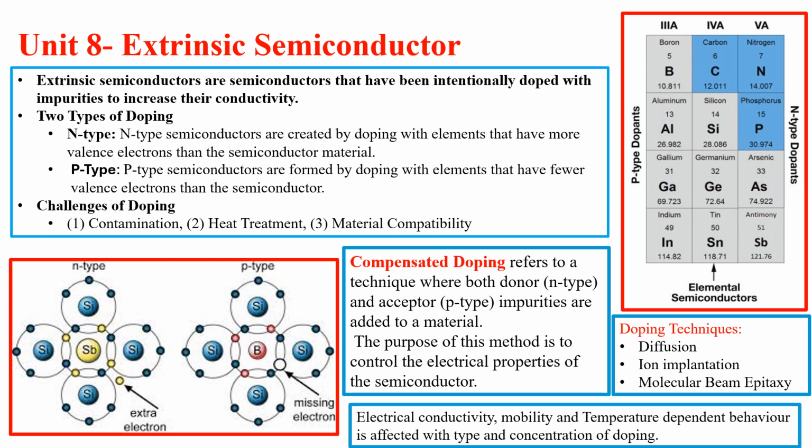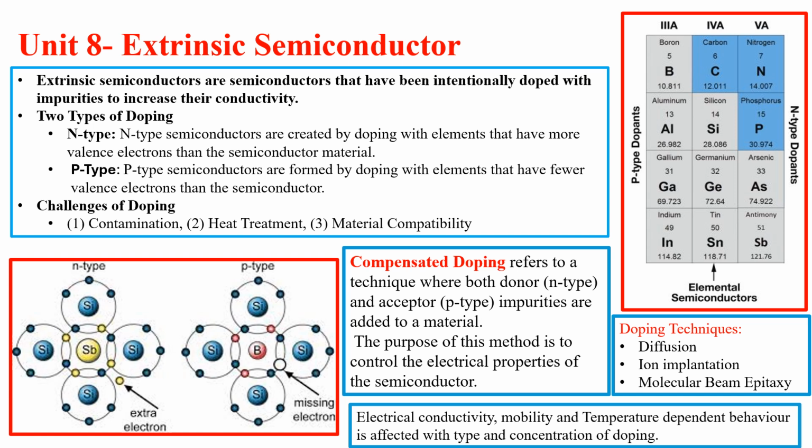Another technique is ion implantation. In this process, dopant ions are accelerated and implanted into the semiconductor substrate. Ion implantation allows for very precise control over the concentration and depth of doping as compared to the diffusion process, making it a popular choice in the modern semiconductor industry.